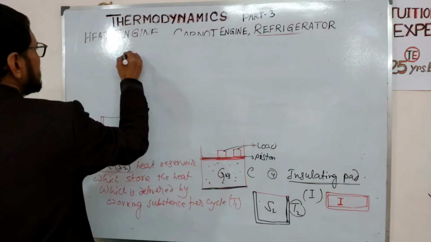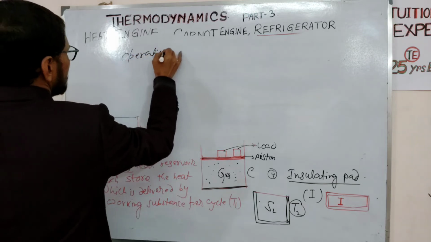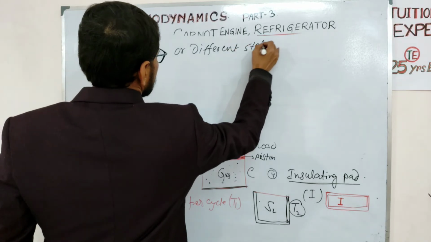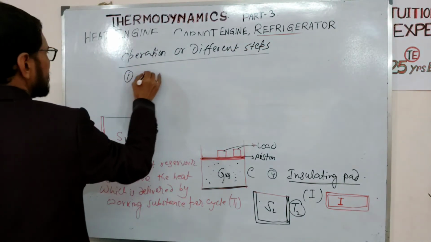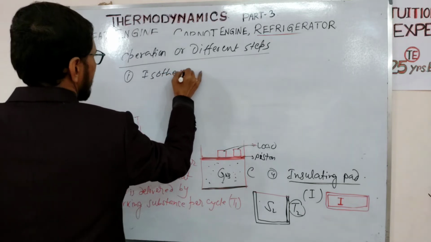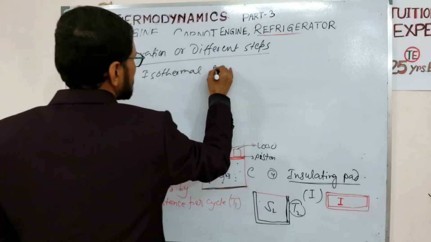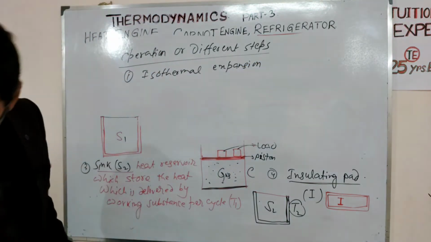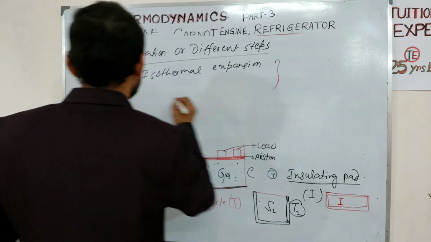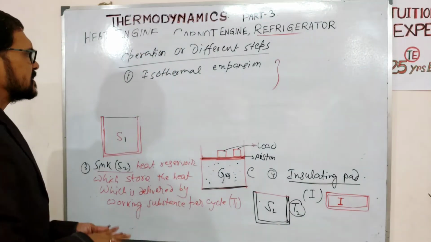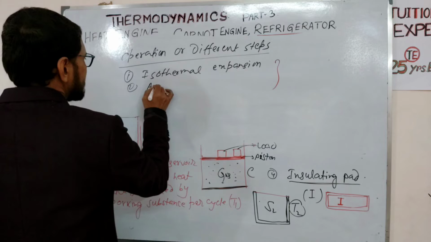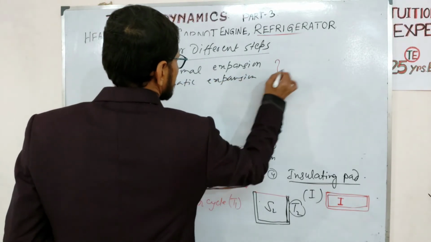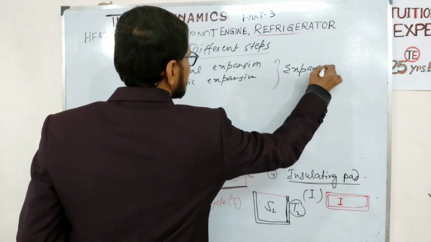Now, how does the ideal engine work in steps? First is isothermal expansion, and second is adiabatic expansion. The first two steps are expansion.